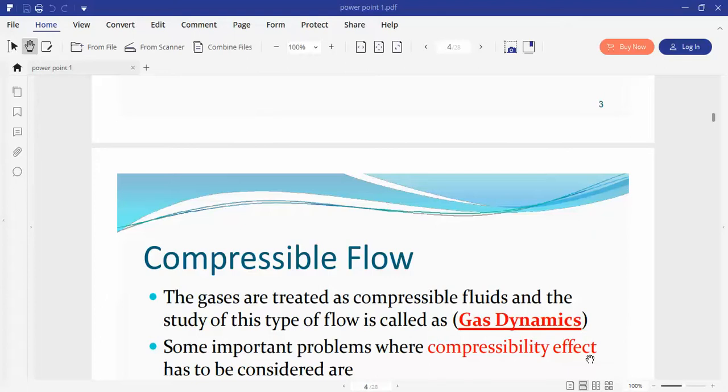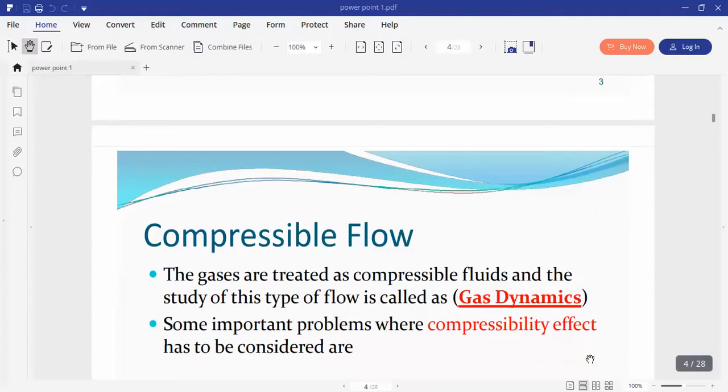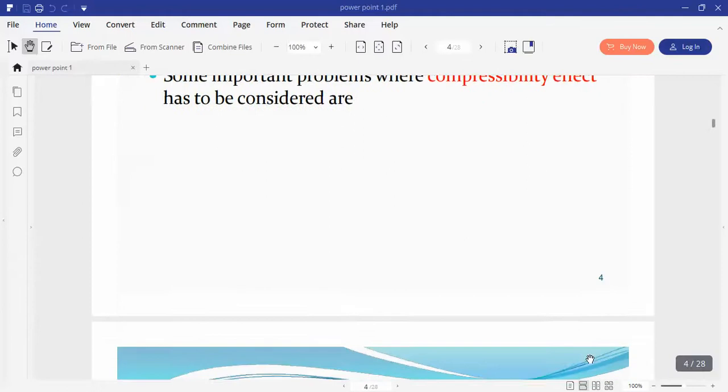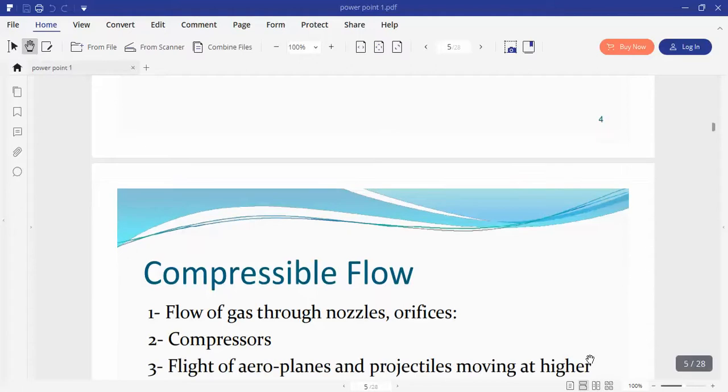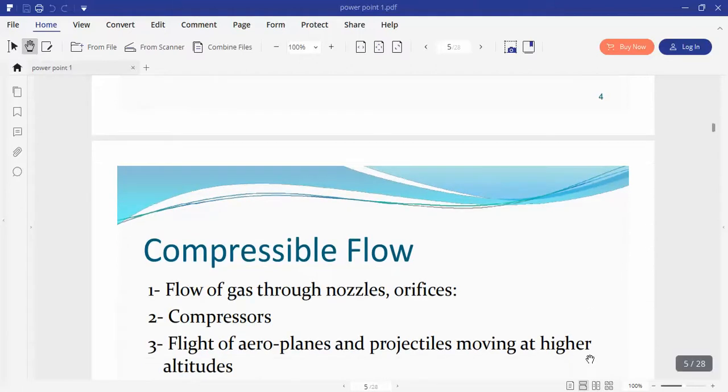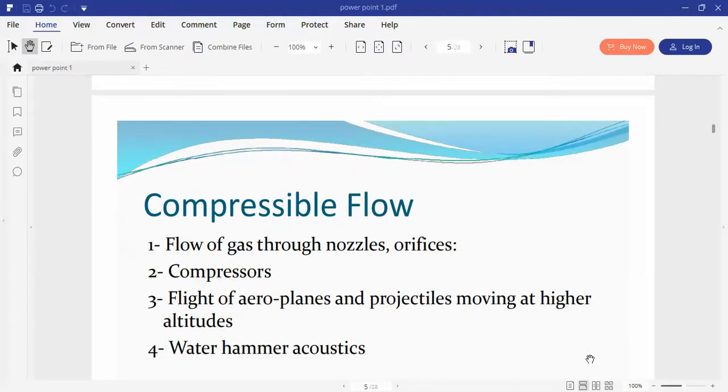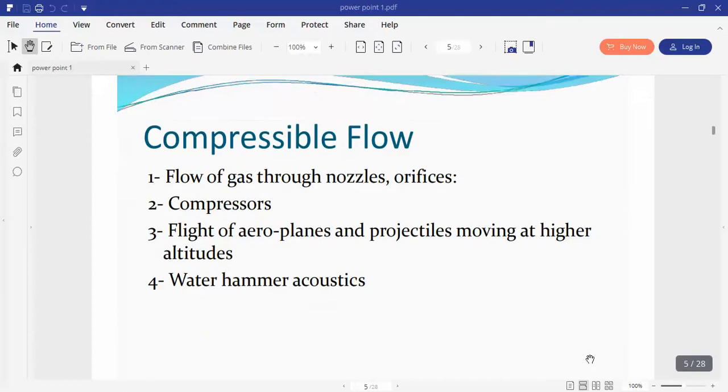Some important problems where the compressibility effect has to be considered, the problems that are affected by compressibility or treated as compressible fluid or gas dynamics, are: flow of gas through nozzles, orifices, compressors, flight of aeroplanes or projectiles moving at higher altitude, water hammer, acoustics, and there are more problems that can be treated as compressible flow problems.